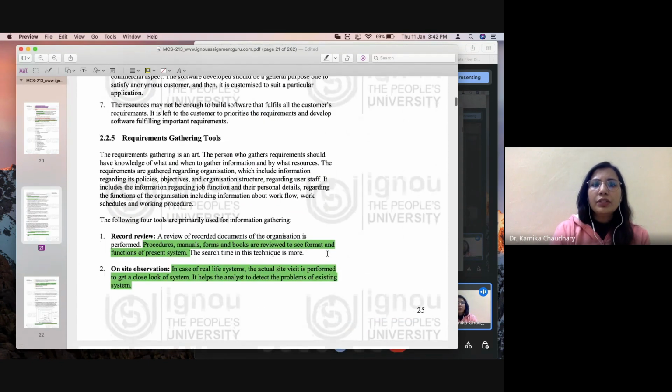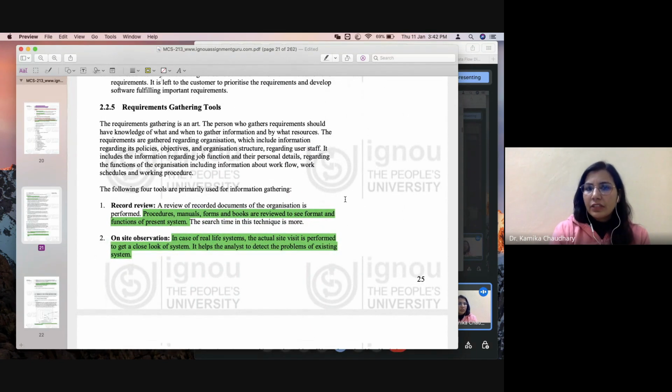okay, we are going to discuss the different tools which are used for gathering the requirements. It's not that we are just having a meeting with our customer and then we'll just write down all the requirements. Now, as we have developed a lot in our software development field, we have a number of requirement gathering tools available to us.